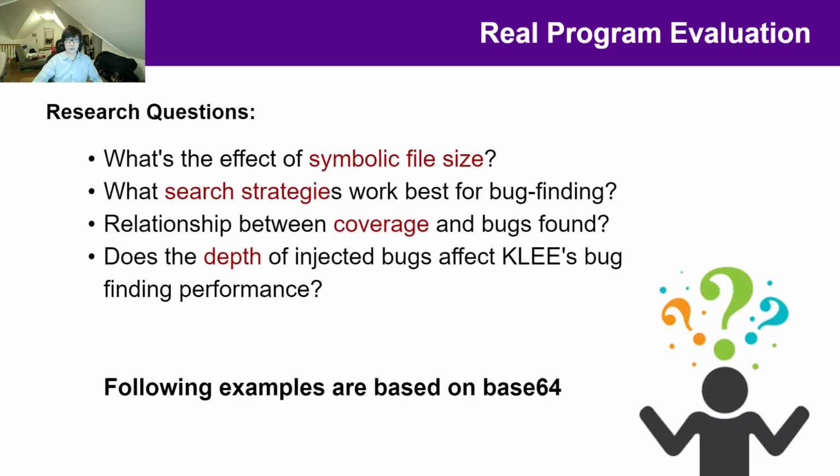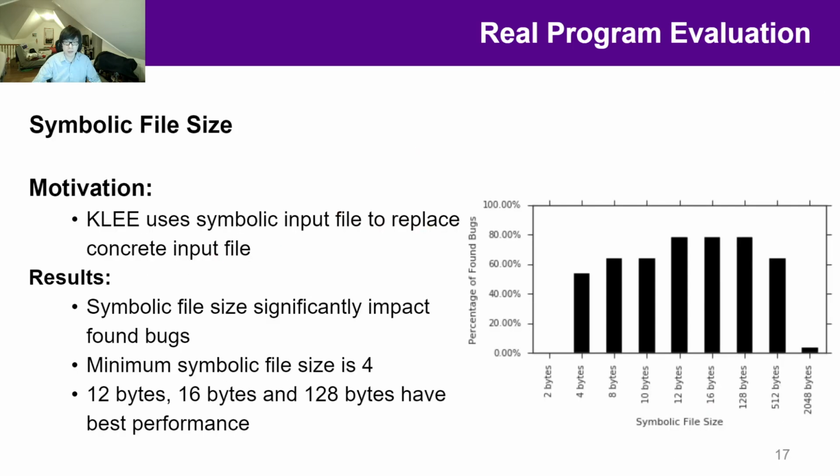For the remaining research questions, we are interested in the effect of symbolic file size, searching strategies, line coverage, and depth of the injected bugs. The following results are all based on our base64 experiments. Since base64 processes 4 bytes of the input file at a time, we can see that with only 2-byte files, none of LAVA's bugs can be found. With 4 bytes or more of symbolic file data, KLEE found the majority of the bugs.